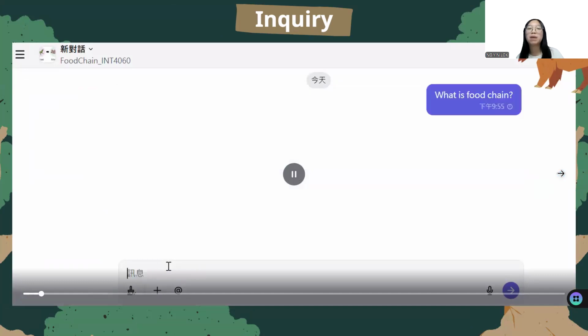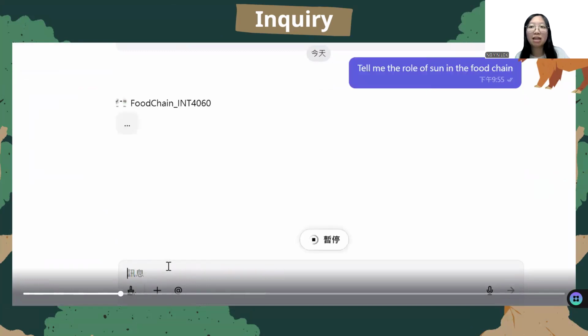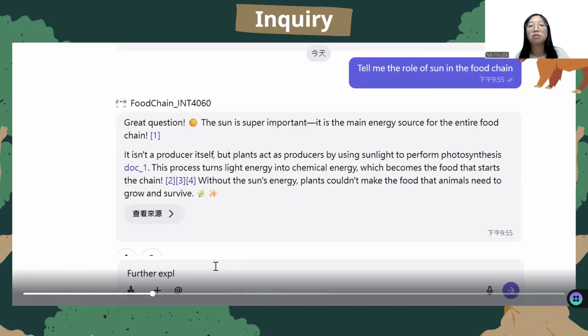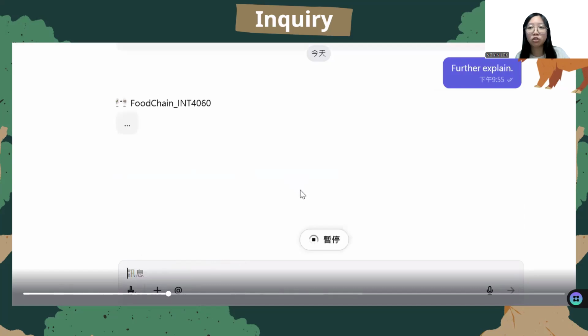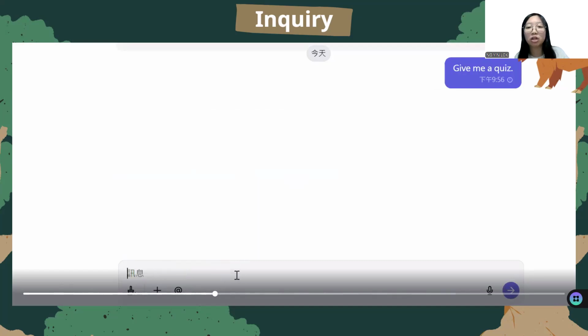Why did I train the bot by myself? Because I think it is very important for students to have the correct resources. If they search on the internet, they may find something wrong, and it is hard to identify whether the information is true or false. So I trained the bot with my website and some resources that I think are reliable. Then they can ask questions about the food chain.